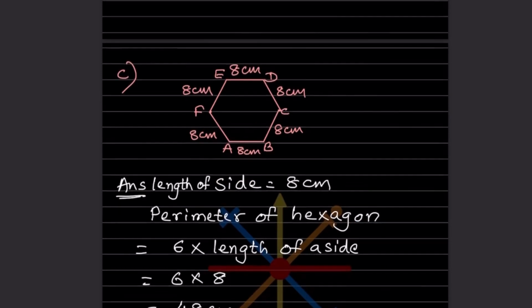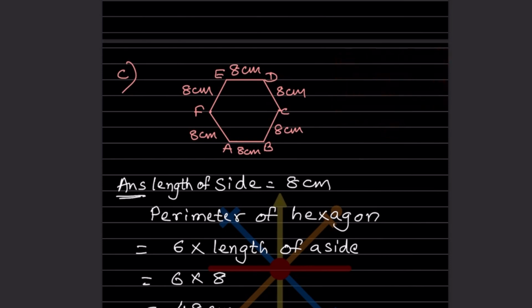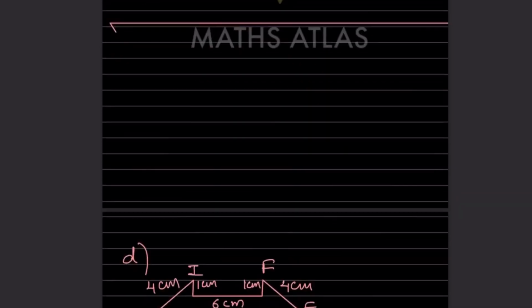Now for this one, can you see how many sides this has? 1, 2, 3, 4, 5, 6. So you know penta means pentagon. Pentagon means 5, hexagon means 6, heptagon means 7, octagon means 8, and so on. So here this is 6, which means it is a hexagon. The formula for the perimeter of a hexagon is 6 multiplied by the length of a side. Here the length is given as 8, so 6 multiplied by 8 is 48 centimeter.